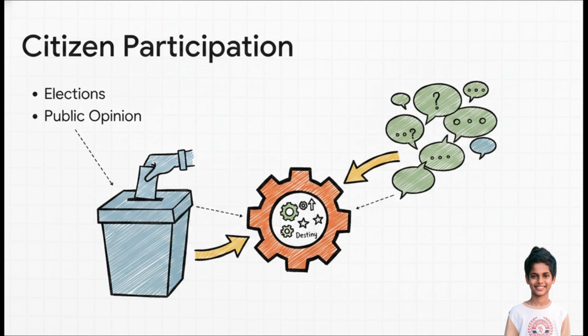Tool number two, public opinion. A democratic government's policies have to reflect what the people actually want. Through elections and public opinion, every single citizen helps shape the destiny of the country. Make sure you fully grasp both of these because they are literally the engines of a working democracy.